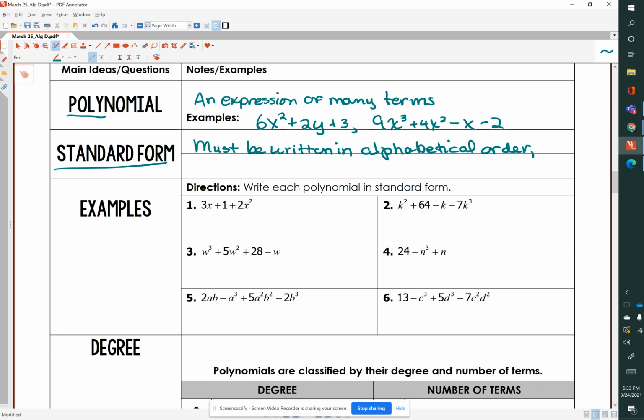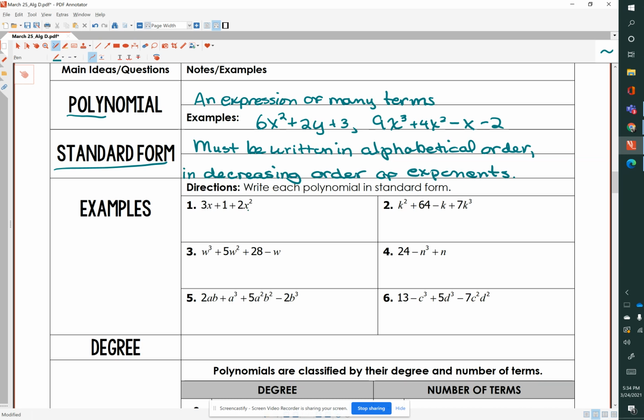And let's just say in decreasing order of exponents. And that's from left to right. So we're asked to write each polynomial in standard form.